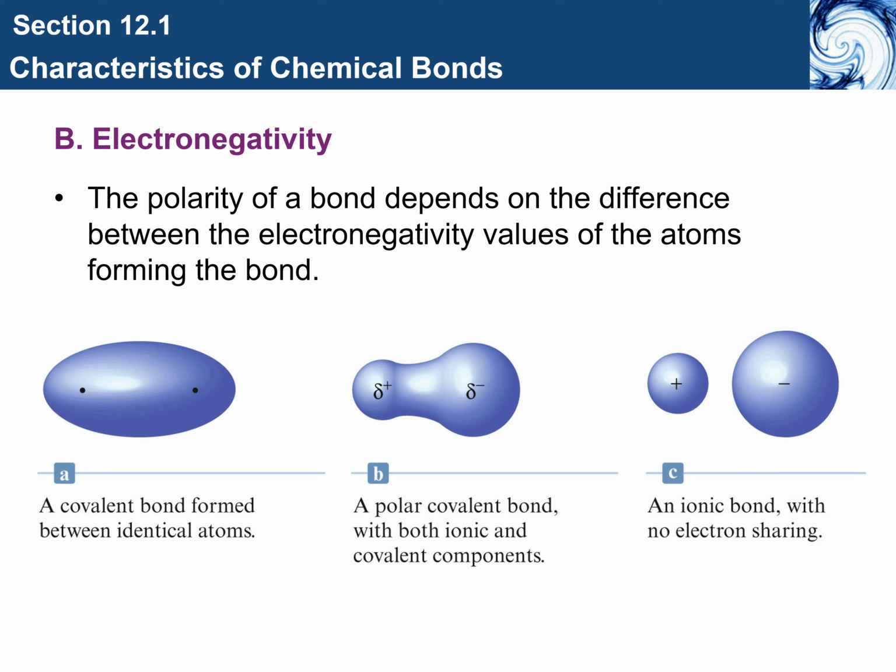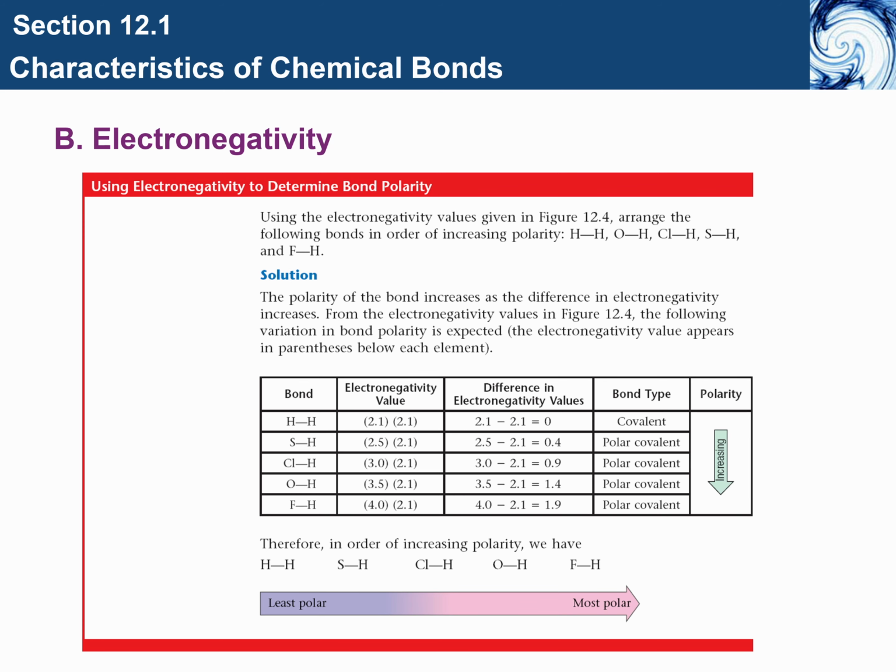The picture is showing a continuum from equal sharing to complete transfer. You can think of it as a scale. Some literature uses charts like this to show the differences in electronegativity values, and it's an example that we'll be working with later. You'll see that as the difference becomes larger, we go from covalent, where there's an even sharing, or close to even sharing, to polar covalent.